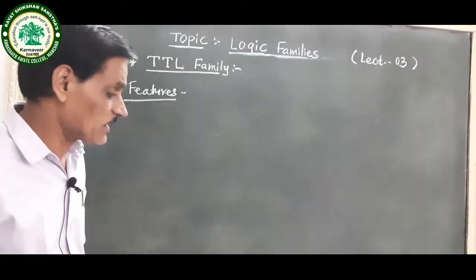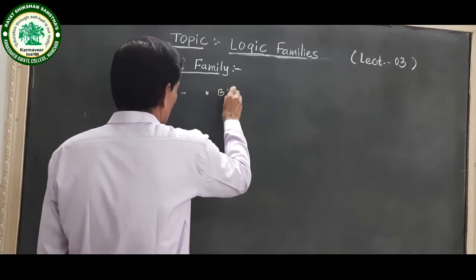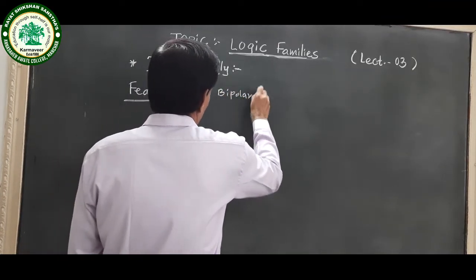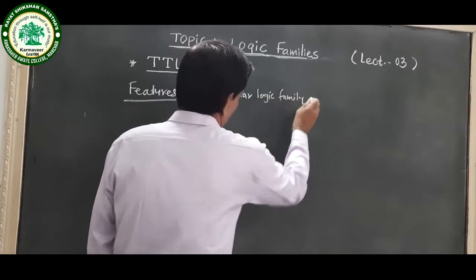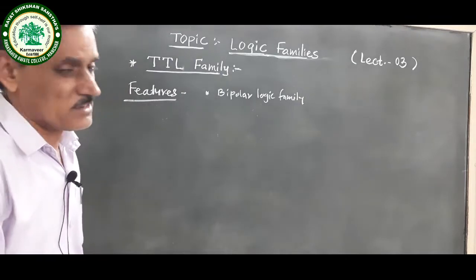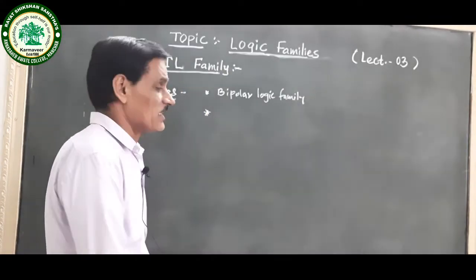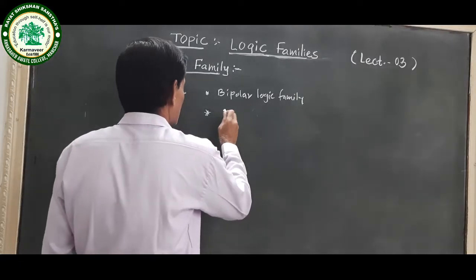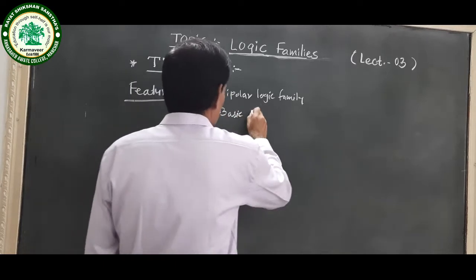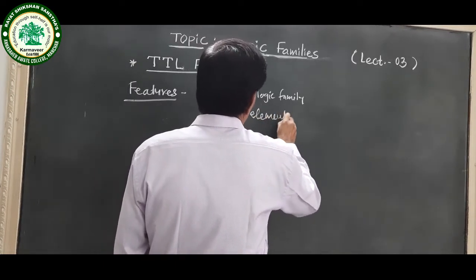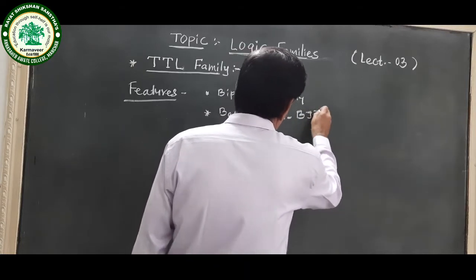The TTL family is basically a bipolar logic family. The basic element used in this particular family is nothing but the BJT. Therefore, we say that the basic element is nothing but a bipolar junction transistor.